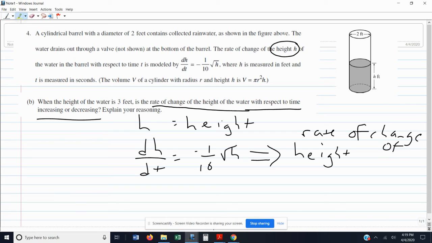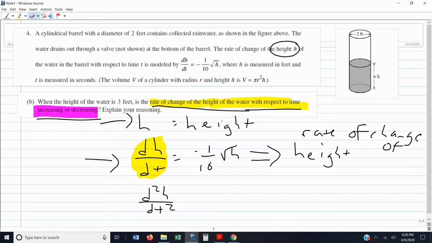Then part B is asking you how the rate of change of the height, which is dH/dt, is changing, because we have the words increasing or decreasing. So is that rate of change increasing or decreasing? Or in other words, how is that rate of change changing? If you were thinking about taking the derivative, that is correct. Just to recap, h is the height, dH/dt is how the height is changing, and the second derivative is going to be how that rate of change is changing. Is it increasing or decreasing?